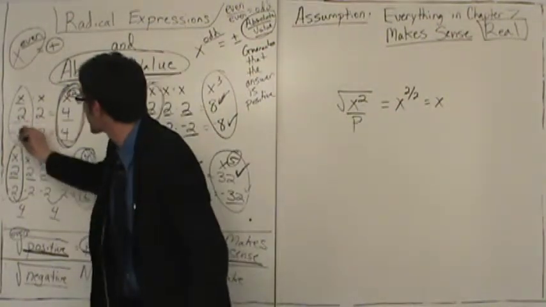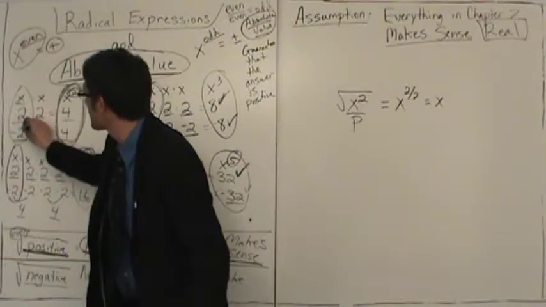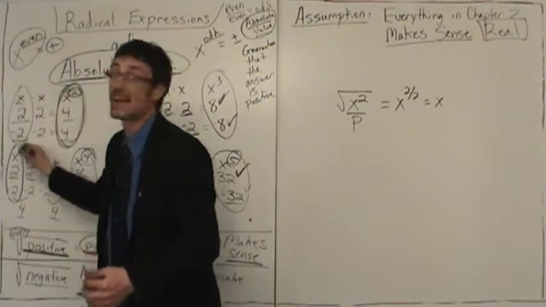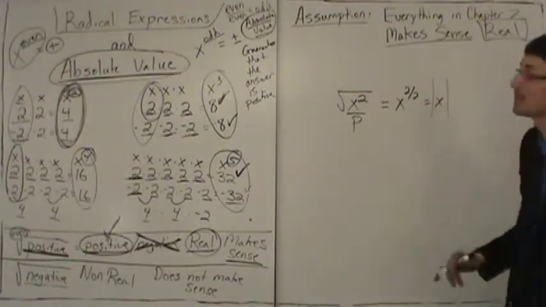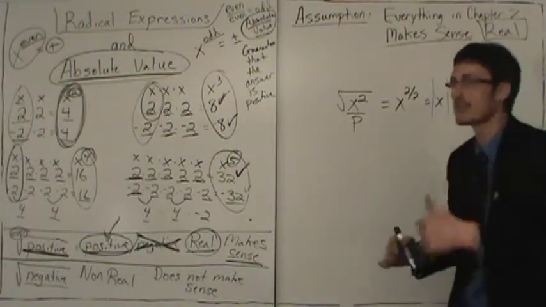Do we know anything about x itself? Could x itself be positive? Yes. Could x itself be negative? Yes. Since we know nothing about x itself, what do we have to do? We have to put absolute value around the x to guarantee that it's positive.